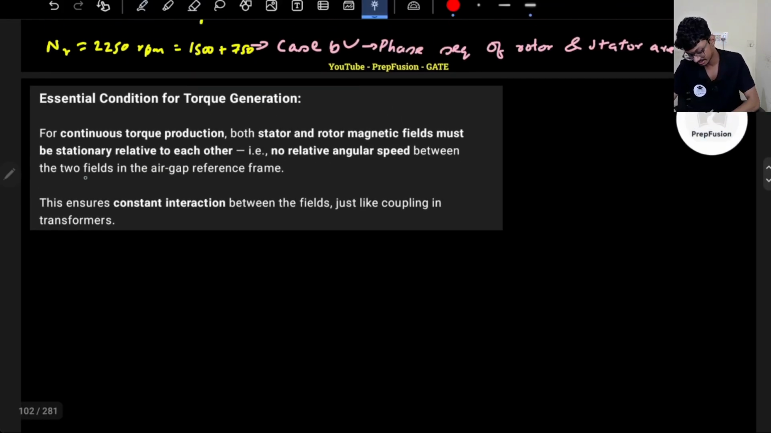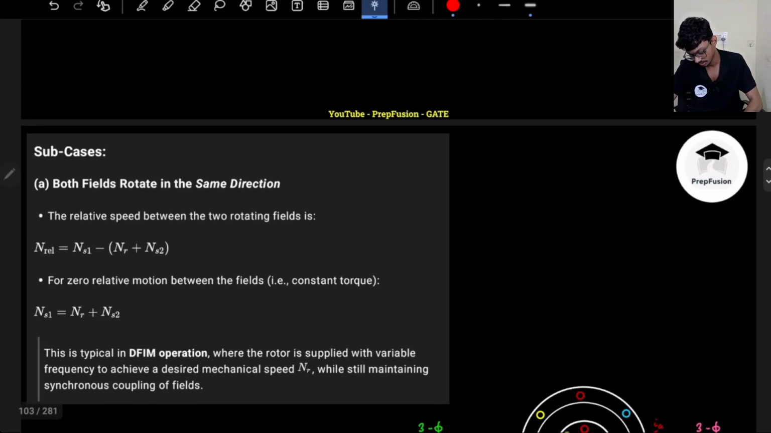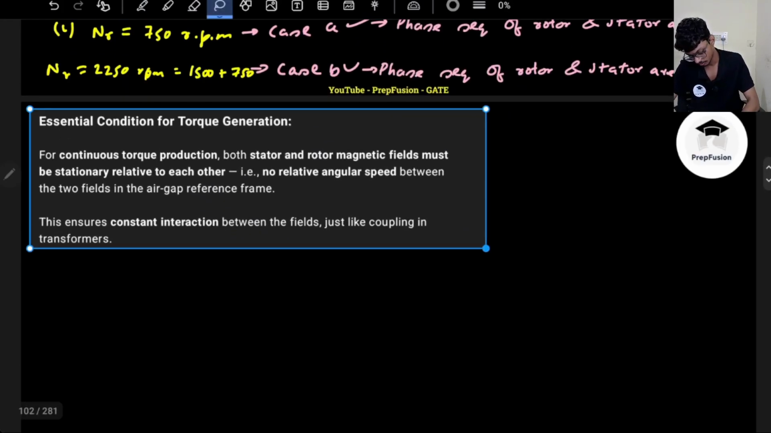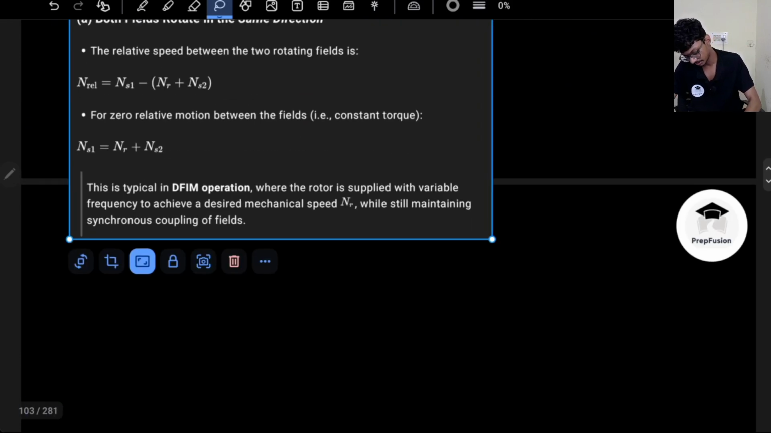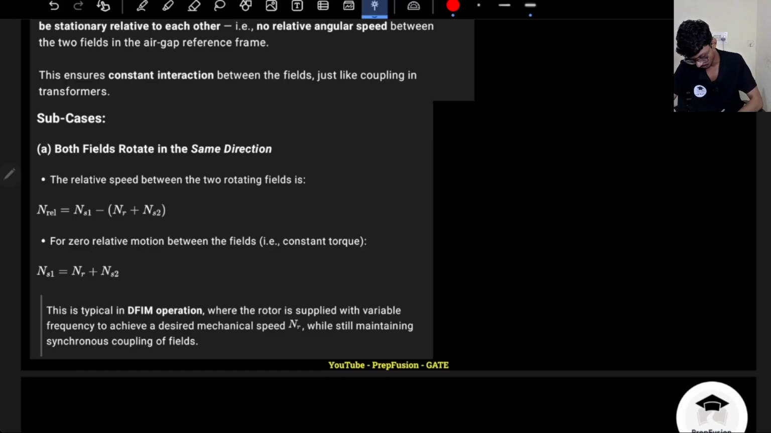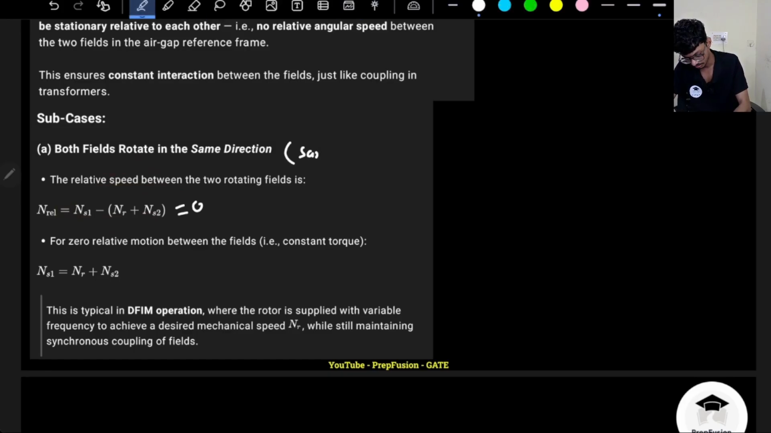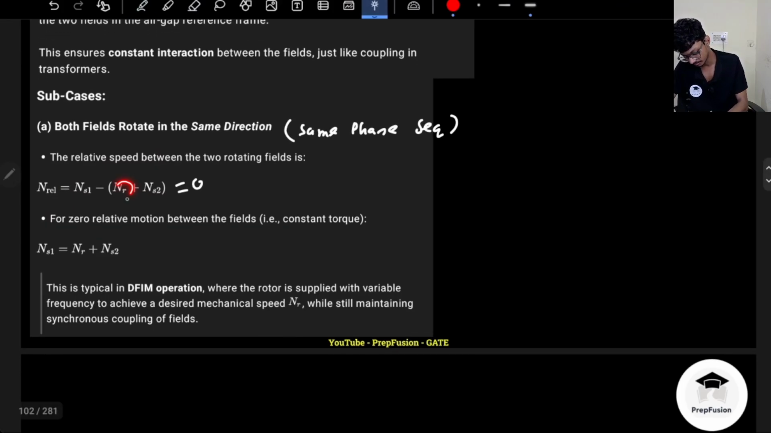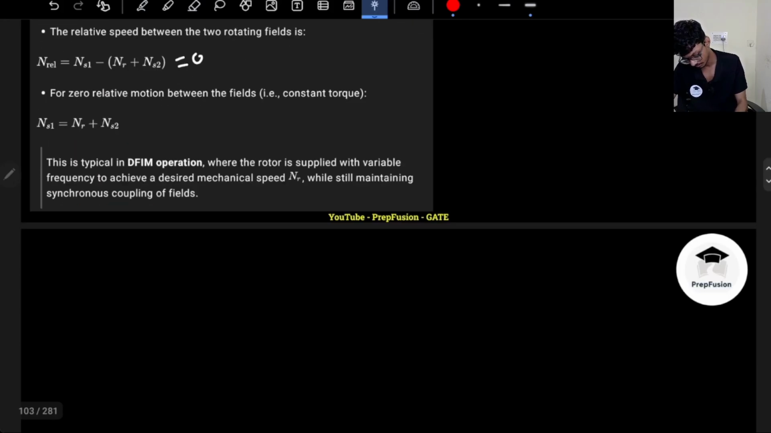So whatever we had discussed, the same thing is written for continuous production of torque. Rotor and stator magnetic fields must be stationary with respect to each other. There will be constant relative speed. So to ensure coupling, this is sub case one which we had discussed, where n relative will be ns1 minus nr, which will be equal to 0 for case one, where both fields are rotating in the same direction, basically the same phase sequence. So then your nr comes out to be ns1 minus ns2, right? From here we get the value.